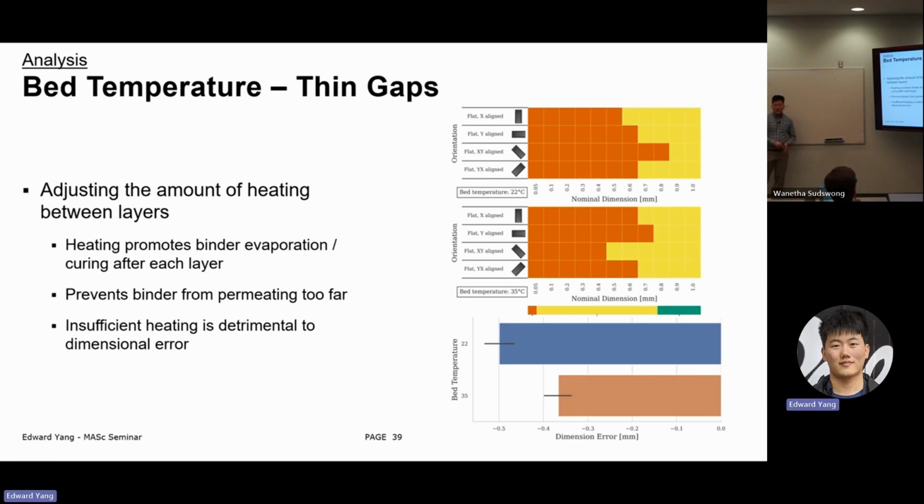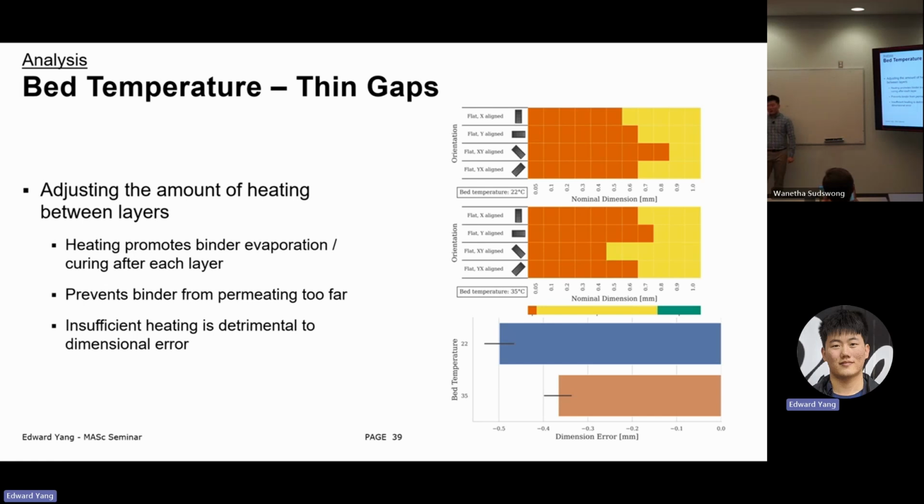So moving past just the features, let's move on to the effects of some of the process parameters. For the bed temperature, I was looking at the thin gap artifact and adjusting the amount of heating that happened between layers. And the effect I was seeing is that the dimensional error gets worse as the bed temperature is lowered. So in this case, what I noticed is that the heating is impacting the binder evaporation and curing after each layer. Without sufficient heating, that binder evaporation is not occurring as it should.